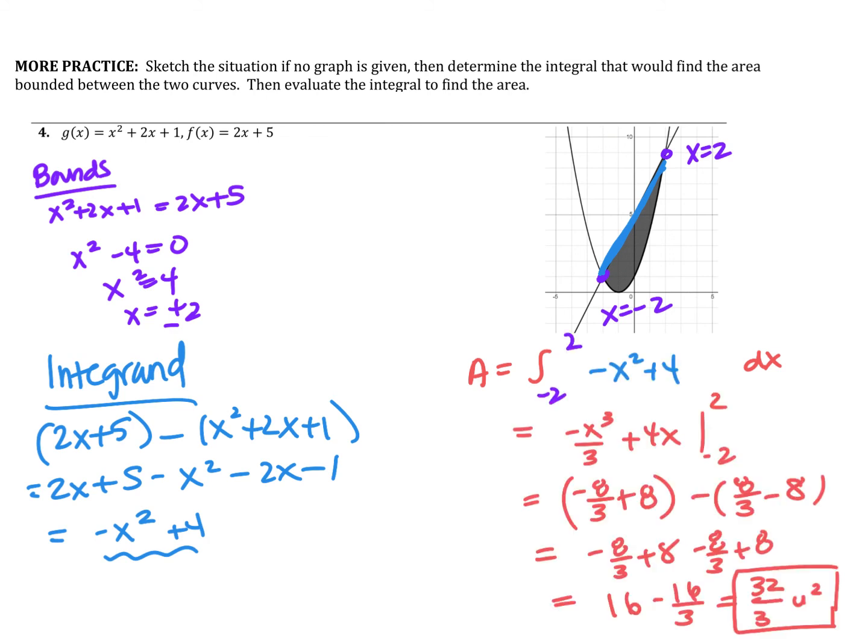All right, so hopefully you have the integral from negative 2 to 2 of negative x squared plus 4 dx. You find the antiderivative to be negative x to the third over 3 plus 4x, and you're evaluating that from negative 2 to 2. And then just check your fraction work and your combining of like terms. You should end up with the final area equal to 32 over 3 units squared. And pause the video if you need more time to check through the work.